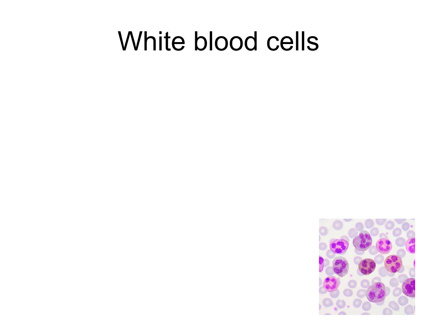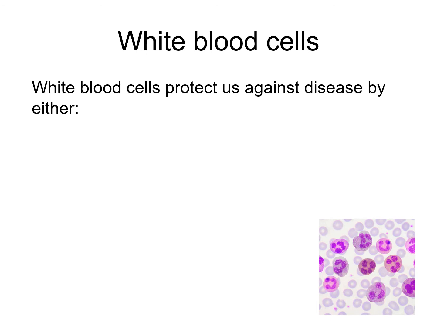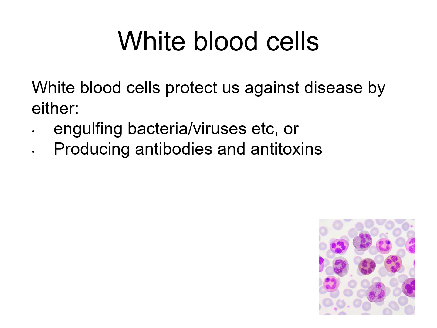Next then on to white blood cells. So our white blood cells are part of our immune system. They protect us against infectious diseases, and they do that in two ways. They either engulf or sort of absorb things like bacteria and viruses to get rid of them, or they produce substances known as antibodies. You might have heard lots of those in the coronavirus news articles and things, and also antitoxins. So those are chemicals that help destroy harmful things like bacteria and viruses.